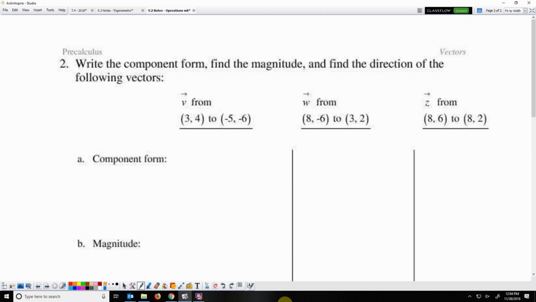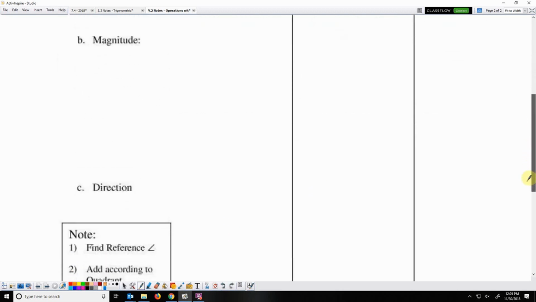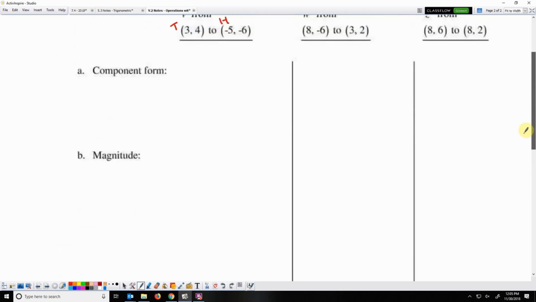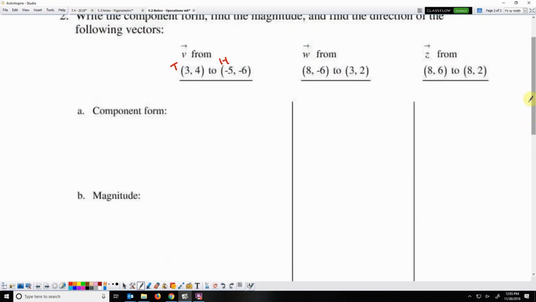So now we're going to continue with vectors, and we're going to take vectors written in this form where we're just given where it goes from and where it goes to, which, by the way, from, that would be the tail. Where it goes to, that's where it ends. That's the head. We're going to take it from that form and turn it into component form. Then we're going to find the magnitude, and a little lower down here we are going to find the direction. Okay? So first, let's just take all three of these from this form and turn them into component form.